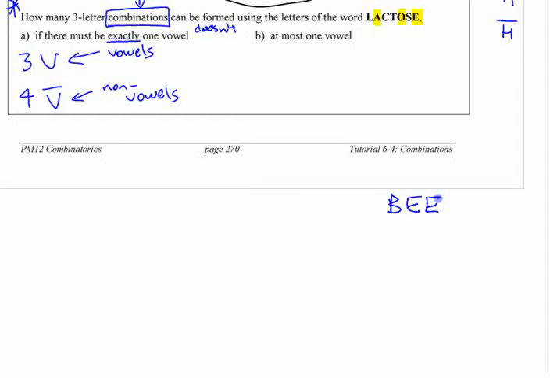Does it have one vowel in it? Yeah, it has 2, right? But it has 1, right? I mean, it has at least 1, I guess. If you just say 1, if there must be one vowel in it, that's ambiguous. Does that have 1? Well, some people would say, yes, it does.